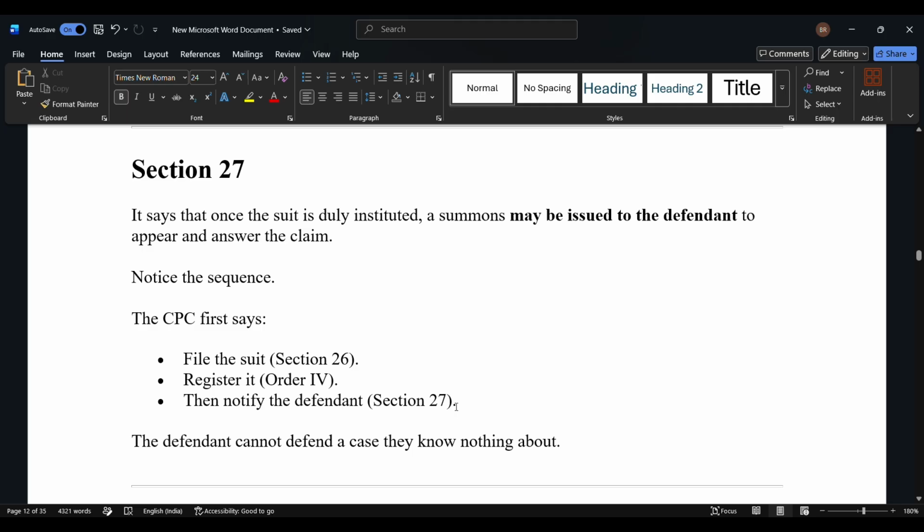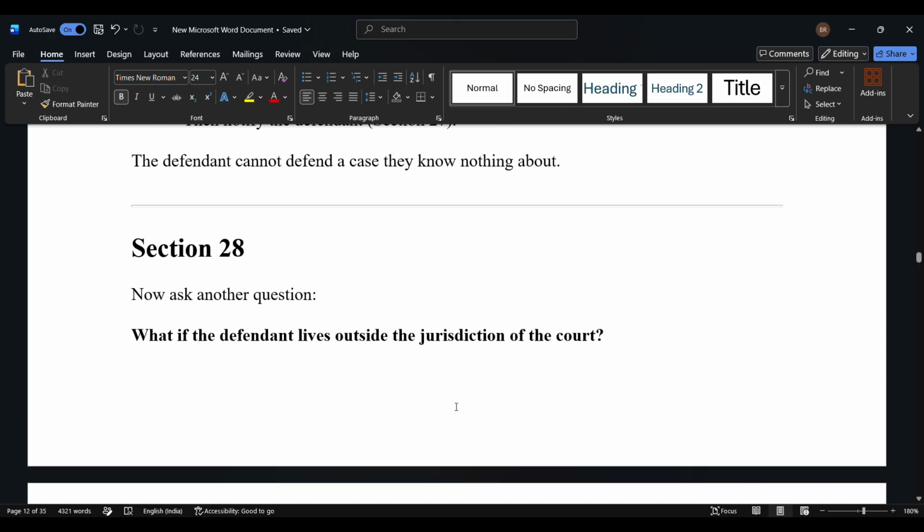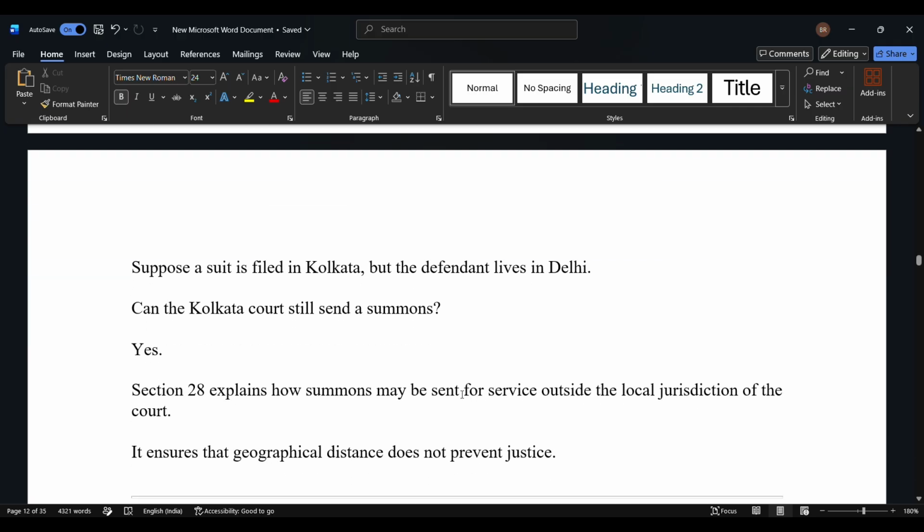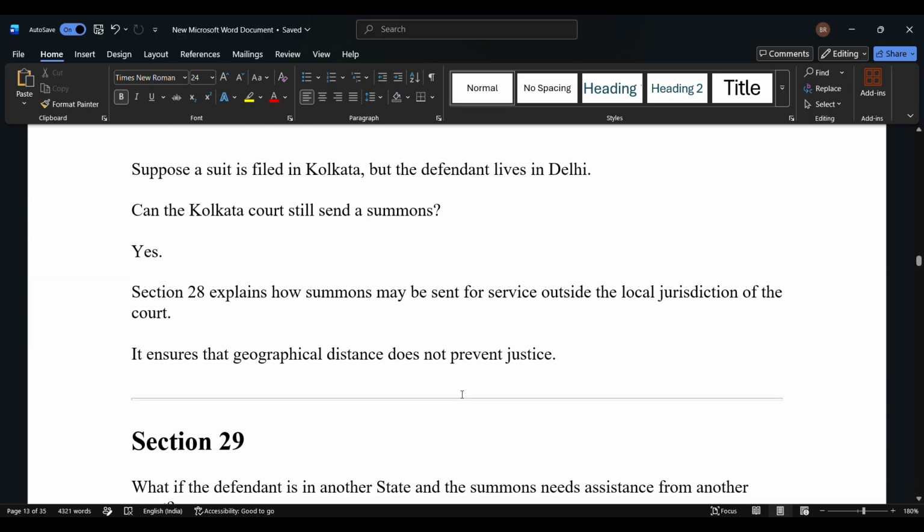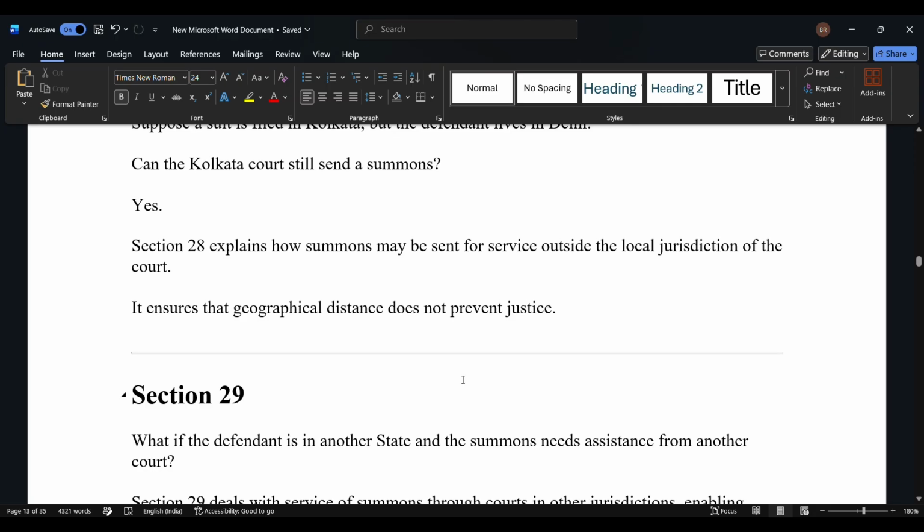Section 28. Now ask another question. What if the defendant lives outside the jurisdiction of the court? Suppose a suit is filed in Kolkata, but the defendant lives in Delhi. Can the Kolkata court still send a summons? Yes. Section 28 explains how summons may be sent for service outside the local jurisdiction of the court. It ensures that geographical distance does not prevent justice.